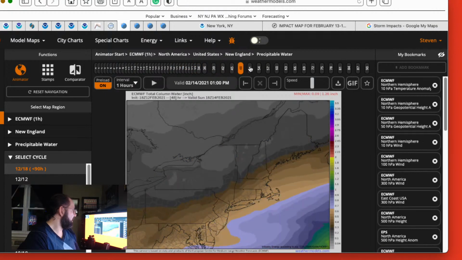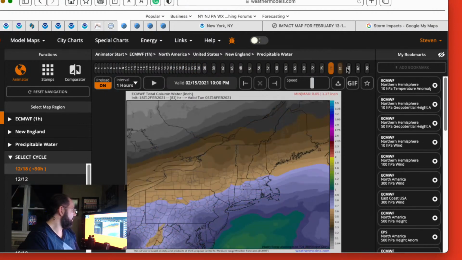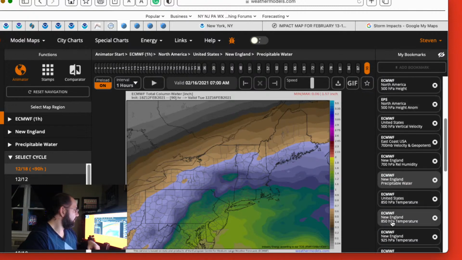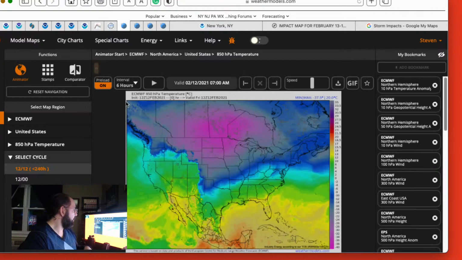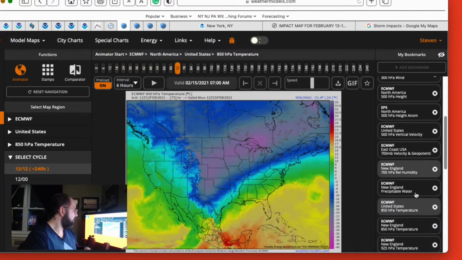And as you can see here, it didn't get all that far into the interior until we got to Monday into Tuesday. That's when you could support a heavier snowfall over the interior. So when you use this, this tells you how much moisture is available. And then you combine that with these temperatures. In fact, here, let me zoom in.